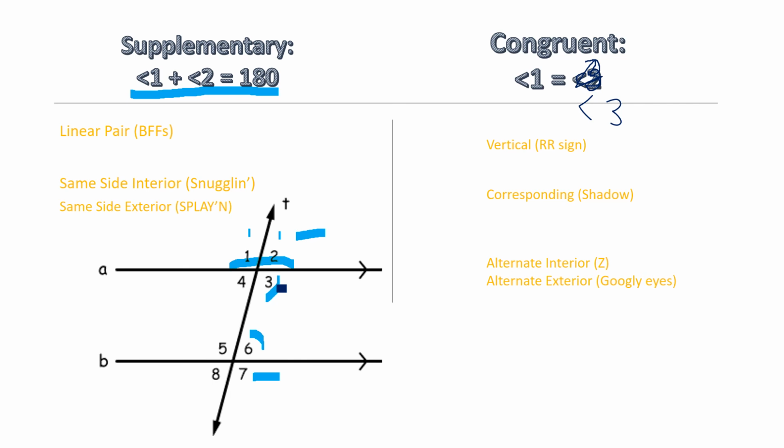Angle 1 equals angle 3, or angle 3 equals angle 1. So all of the other relationships are going to be congruent. So you can just even see that. Look, 1 is obtuse, 3 is obtuse. They equal each other. 3 is obtuse, 7, which is corresponding, is obtuse. Boom, they equal each other.